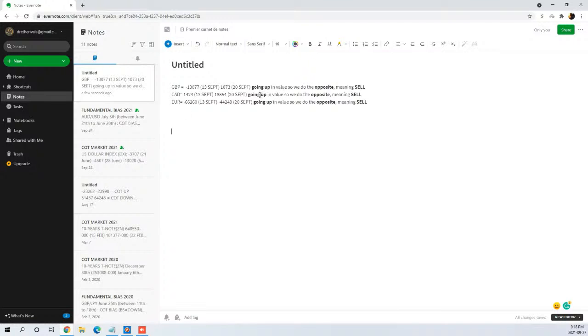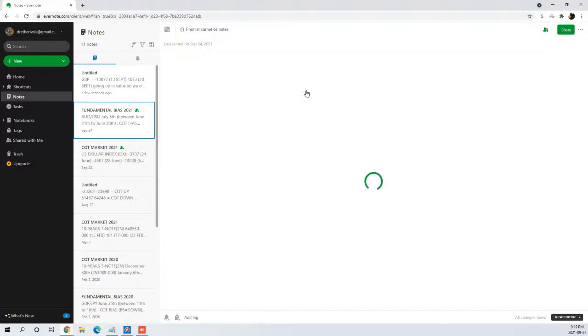Great. Those are the 3 that I'm looking for the week: GBP, CAD, and Euro. Perfect. Let's look at the pairs for the week that we're looking at for the fundamental bias. That is called the Commitment of Traders, COT.